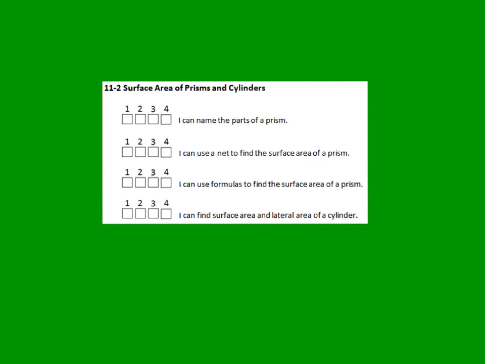And our last objective says I can find surface area and lateral area of a cylinder. Now, cylinder and prism, these are two words that we used the other day in class, and maybe you didn't quite understand their meanings or the definition of it, so you'll want to make sure you do after this lesson.